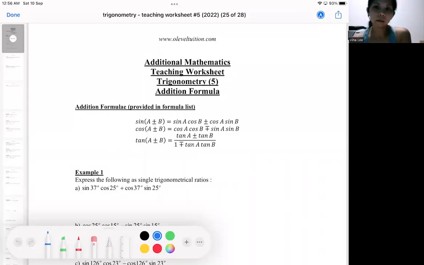For this section of A-Math trigo, we are dealing with the addition formula. The addition formula is provided during O levels, but it is also advisable that you memorize a bit of the formula.